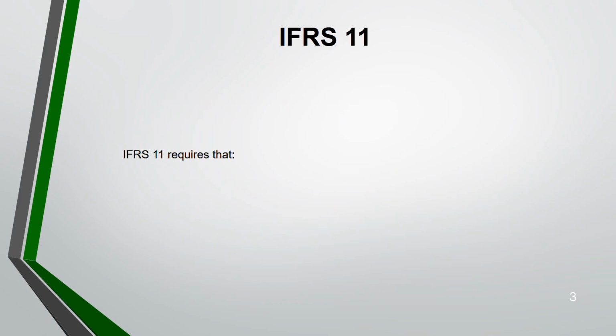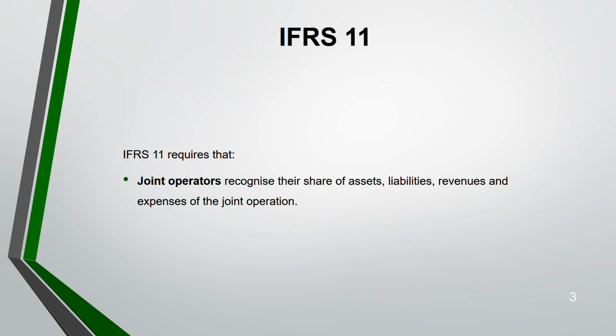Now, IFRS 11 requires that if it's a joint operation, you recognize your share of assets, liabilities, revenue and expenses. And if it's a joint venture, you have to use the equity method to account for it. I've covered the equity method under IAS 28. So if it's a joint venture, you will follow IAS 28 that we use for valuing associates, because associates and joint ventures both use the equity method. But if it's a joint operation, you will use the rules of IFRS 11. You will just take your share of the assets, liabilities, revenue and expenses.